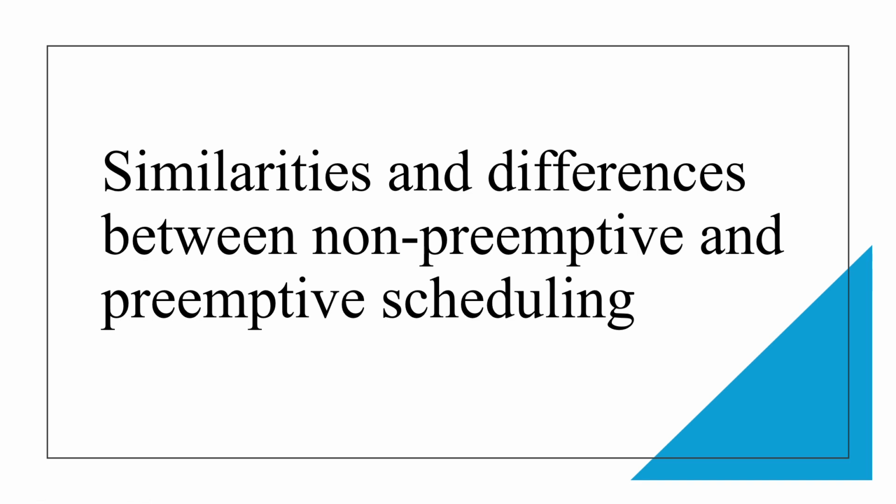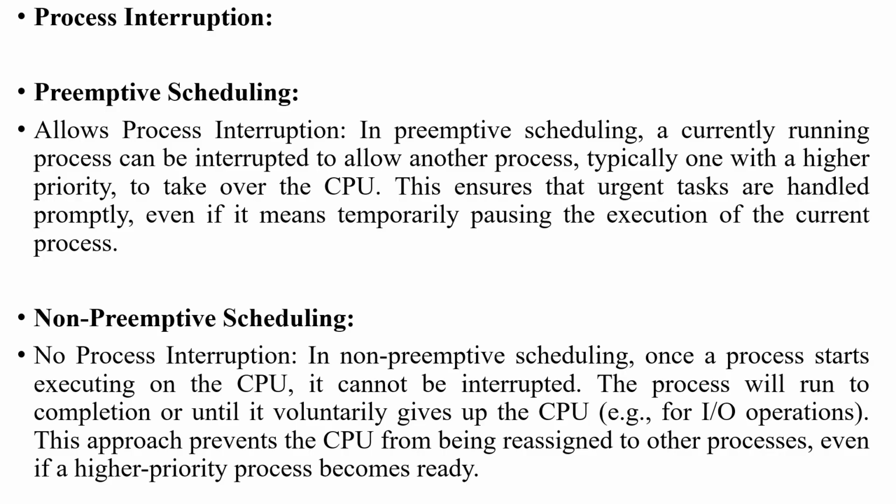Similarities and differences between non-preemptive and preemptive scheduling. Process interruption: preemptive scheduling allows process interruption. In preemptive scheduling, a currently running process can be interrupted to allow other processes, typically one with a higher priority, to take over the CPU. This ensures that urgent tasks are handled promptly, even if it means temporarily pausing the execution of the current process.